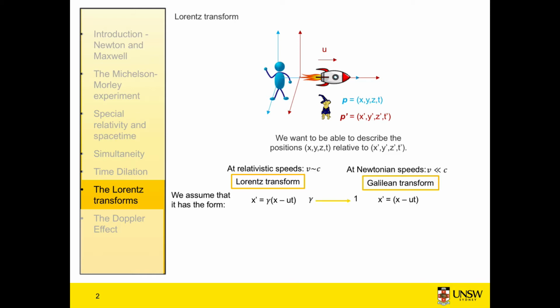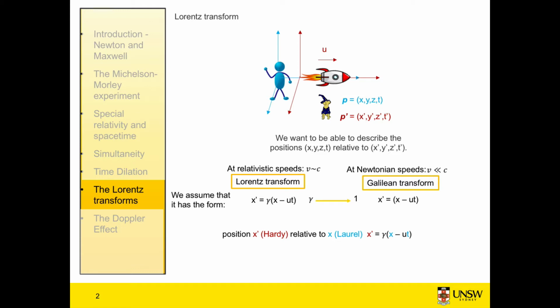And we saw in the video on special relativity and space-time that Lorentz's contribution to that theory was this transform, so it was the maths. And the way he solved it was he assumed that the transform had the same form as the Galilean transform, but was multiplied by a factor gamma. And that factor gamma reduced down to 1 at low speeds. So using this form of the transform, we would describe Hardy's position relative to Laurel.